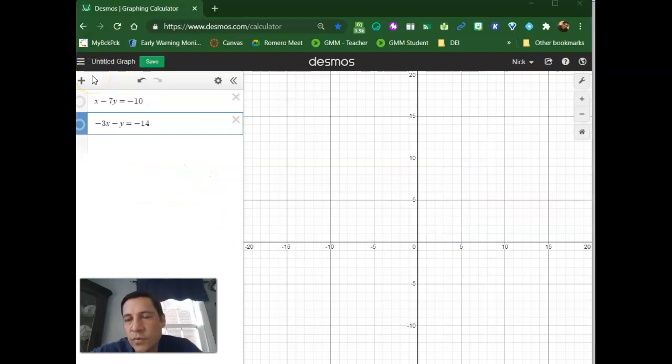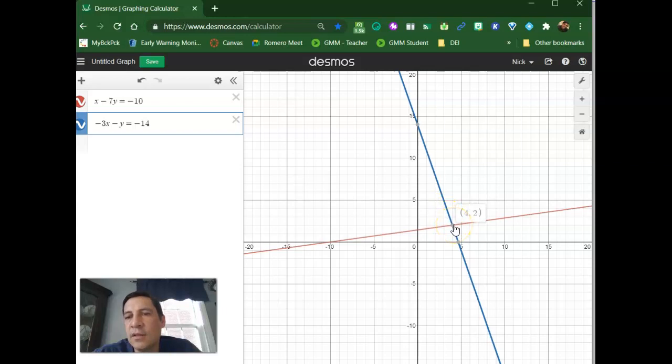We can understand what's going on graphically by checking this here. x minus 7y equals negative 10. Here's the line that represents that equation. And then for negative 3x minus y equals negative 14, this line represents that equation. And you'll notice the point where they both meet is at 4, 2.